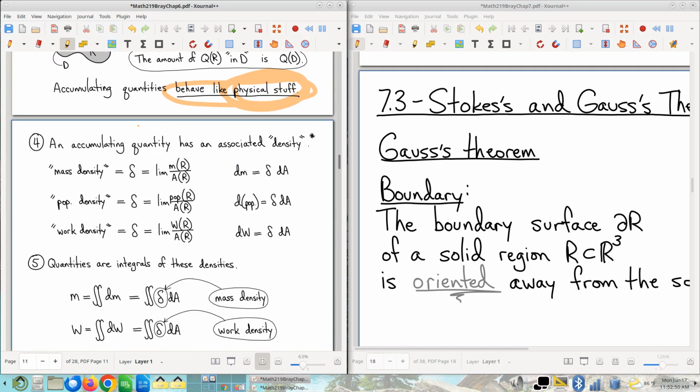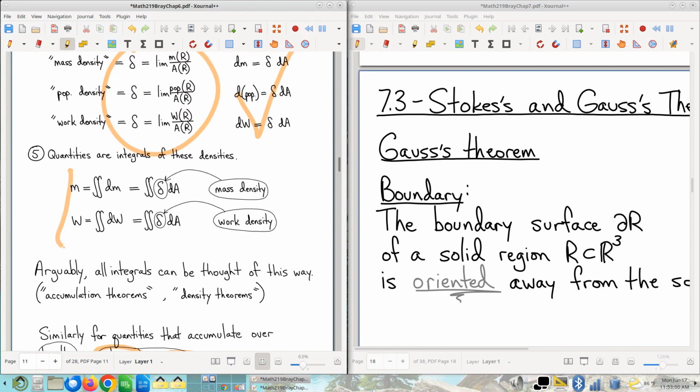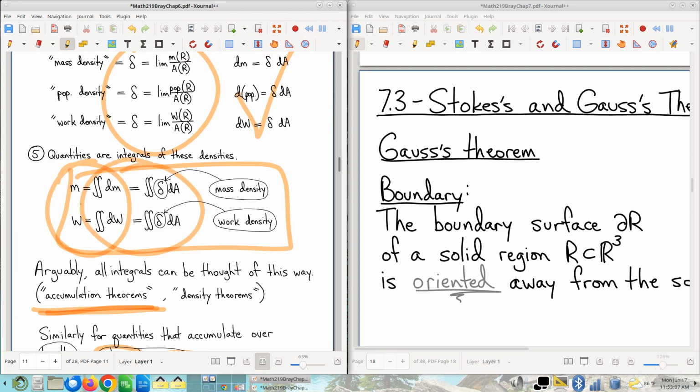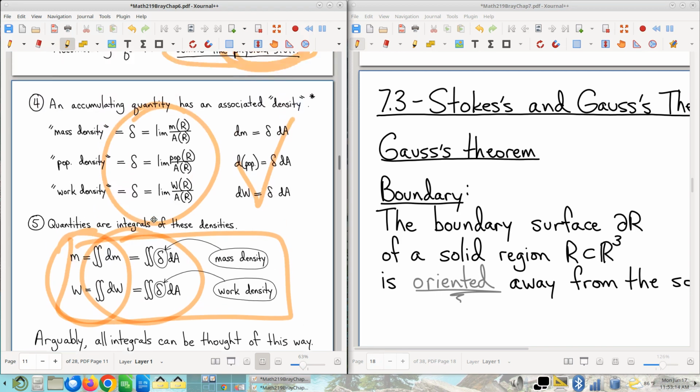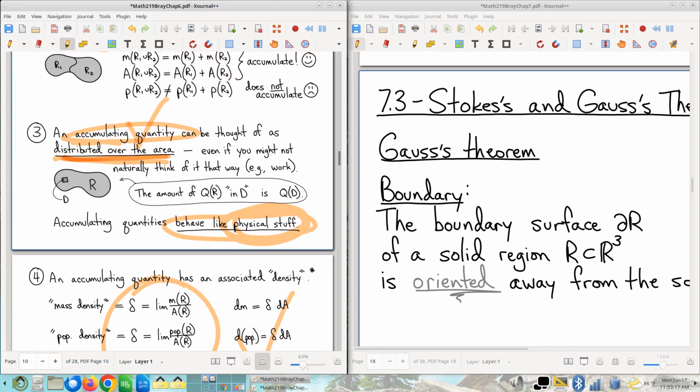And as such, you can talk about the associated density that you can use, and the way we use densities. There is the resulting, what I like to call accumulation theorem. The whole is the sum of the parts, and the parts are computed with densities. Powerful results all come out of one property. If you have an accumulating quantity, you can do these things. Okay, so again, I just want to make sure we're clear on that idea.